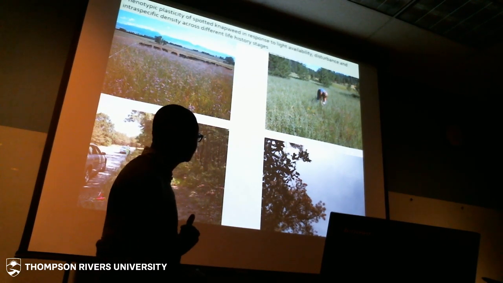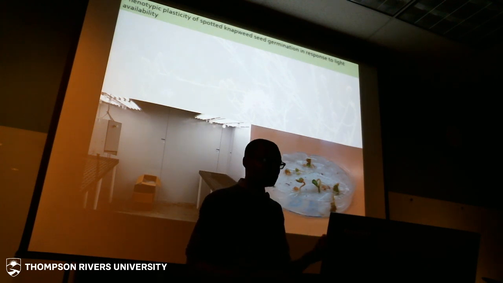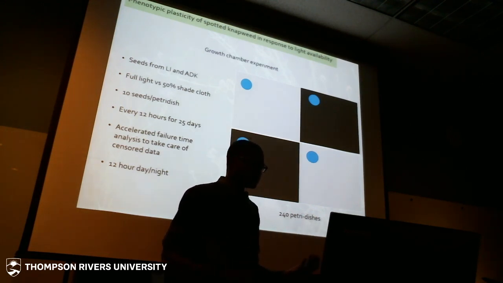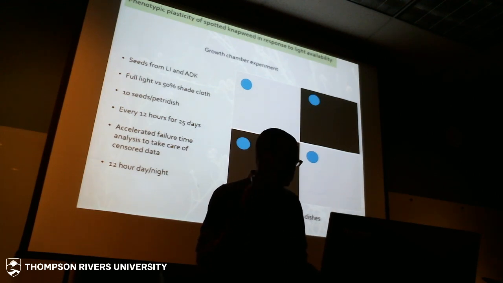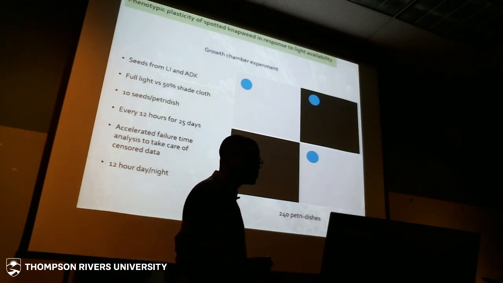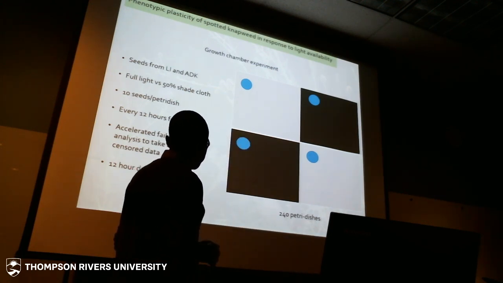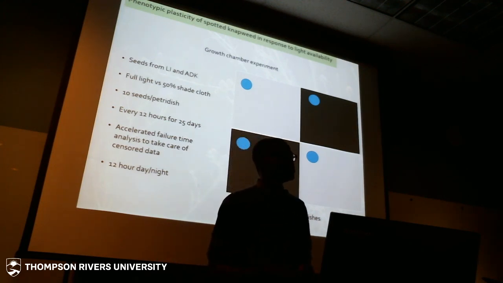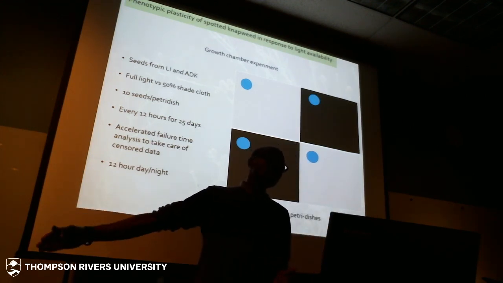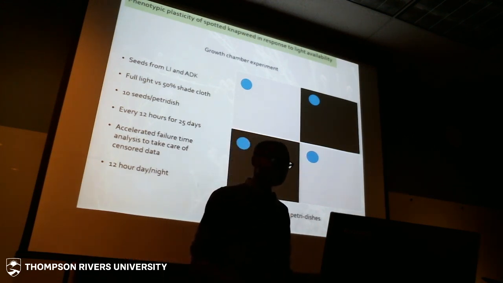I set up a growth chamber experiment to look at how spotted knapweed seeds respond to light. In my growth chamber, I got seeds from Long Island and from the Adirondacks. I had two light conditions, full light and light filtered through a 50% shade cloth. I monitored the experiment for 25 days. I used failure time analysis in order to take care of censored data. What happens with some of the germination experiments is you end the experiment at a certain time, but it is quite possible that some germination might occur after you've ended the experiment. So you have to censor that data, and failure time analysis, which is a type of survival analysis, helps take care of that possibility.